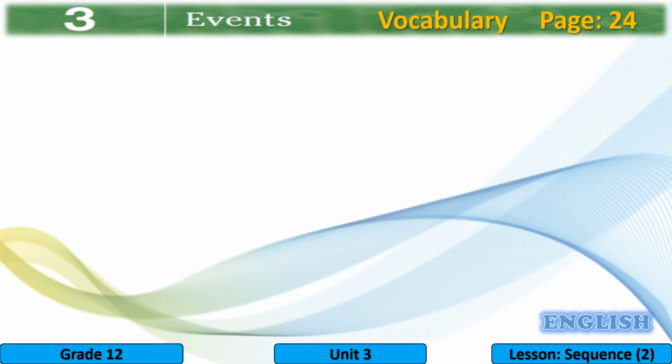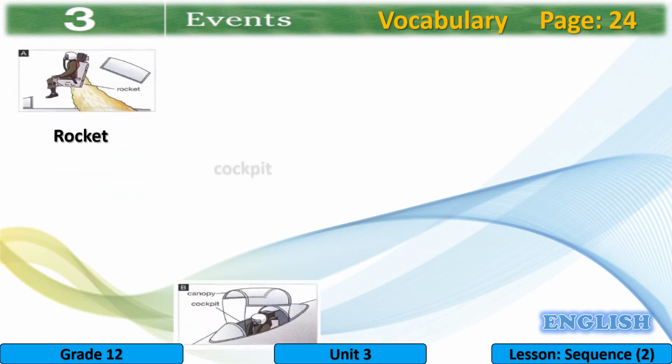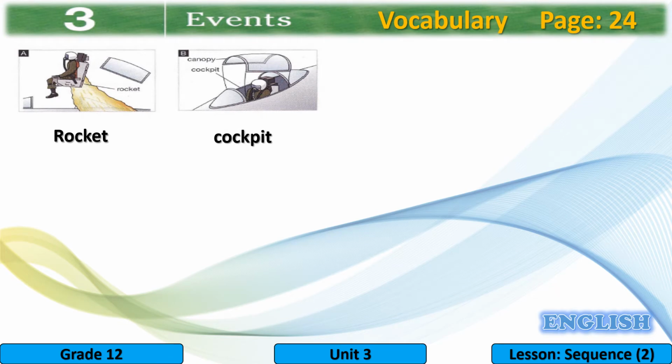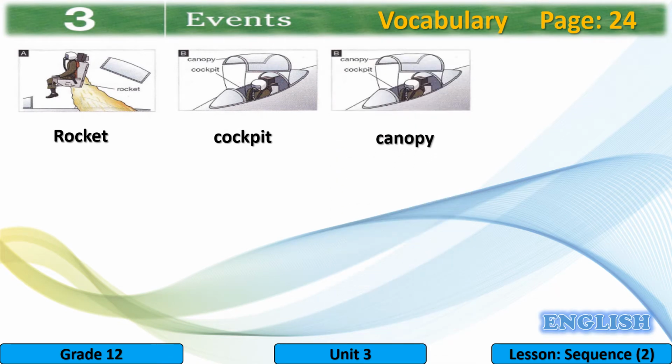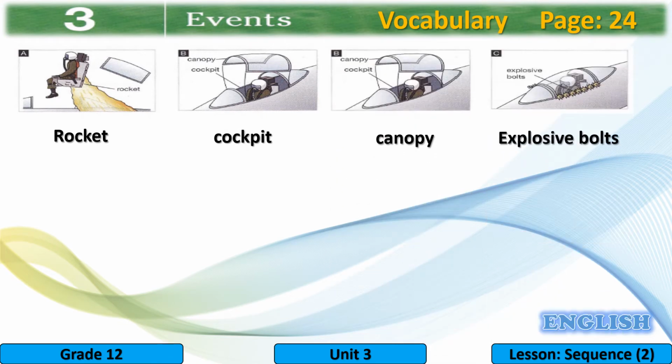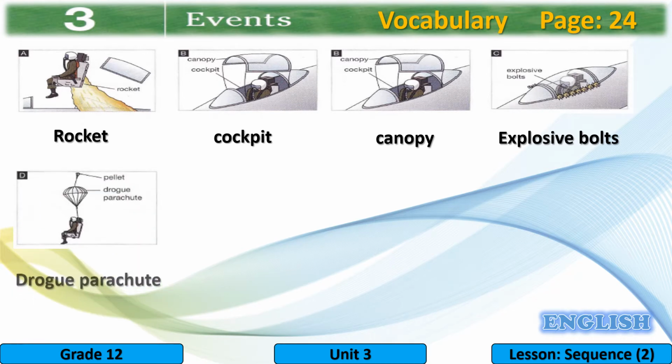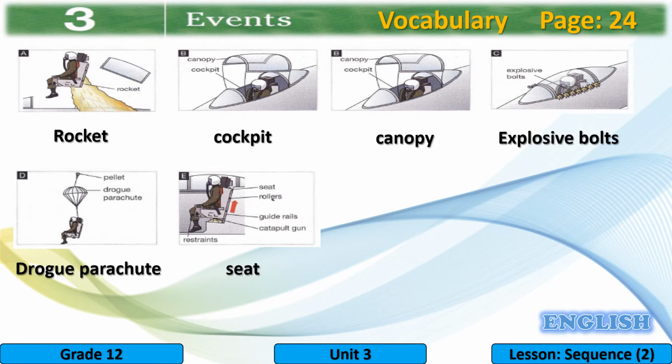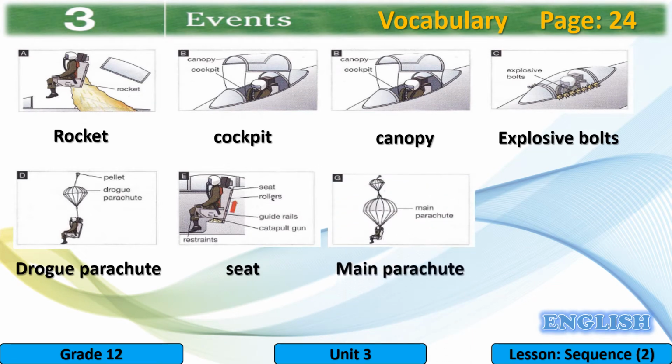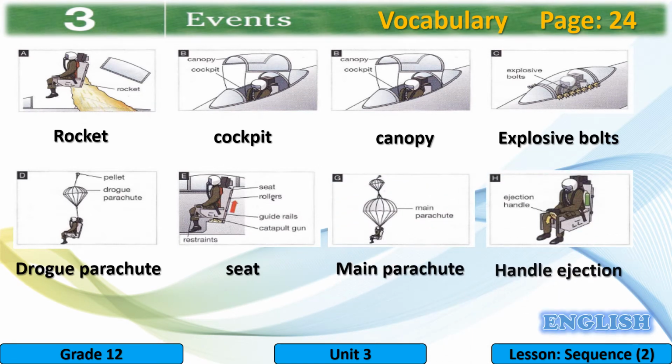Let's have a look now at the important words in our lesson for today. From page 24, please have a look at the following words. Rocket, cockpit, canopy, explosive bolt, drogue parachute, seat, main parachute, and handle ejection.